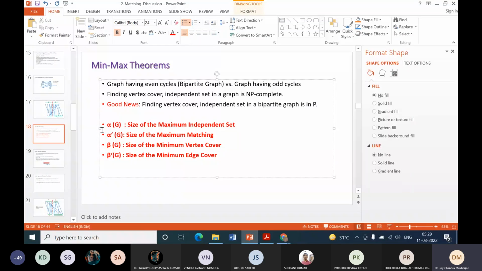Alpha G. What is alpha G? It is the size of the maximum independent set. It is not the independent set, it is the size of the maximum. So for a given graph G, alpha G, alpha prime G, beta G, beta prime G are constants. This is a number, an integer. The size of the maximum independent set is alpha G. Alpha prime G is the size of the maximum matching. Beta G is the size of the minimum vertex cover. Beta prime G is the size of the minimum edge cover.